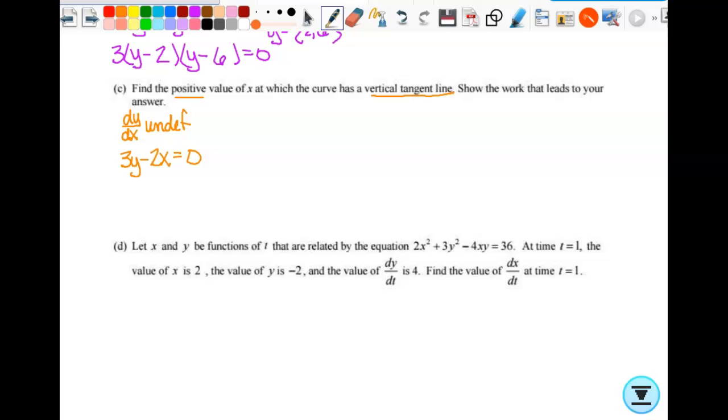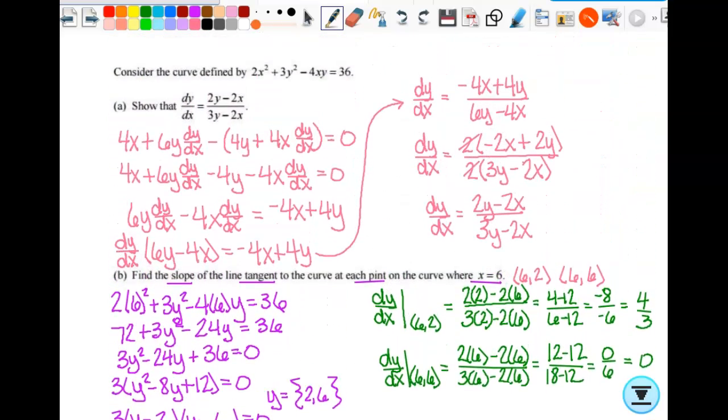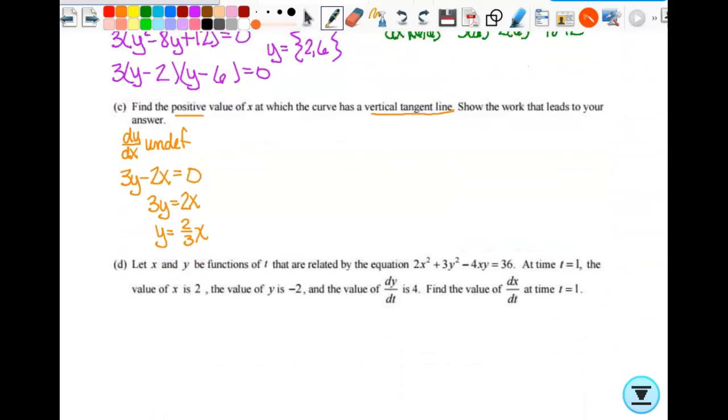So then we're going to solve for y. So we're going to get 3y equals 2x, so y equals 2/3 x. Everybody with me? So we need to figure out what the x value is when this is undefined. I solved for y so that I could substitute this into the original one back up here. I don't know that I can show both, but I'm plugging it back into this original one way up here.